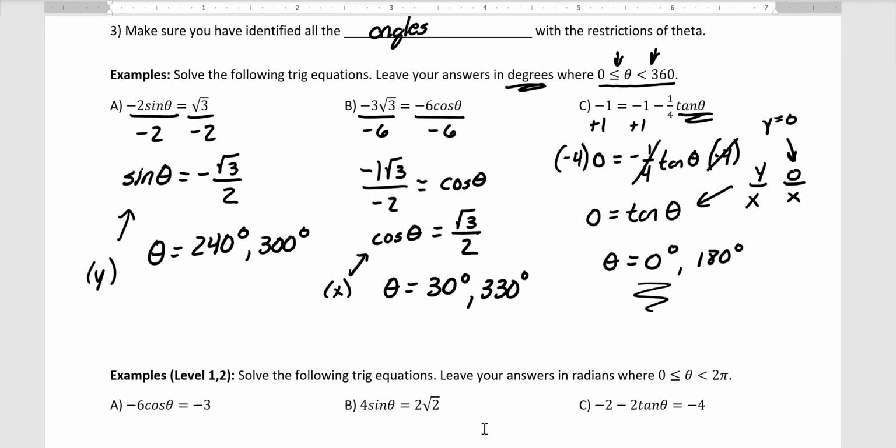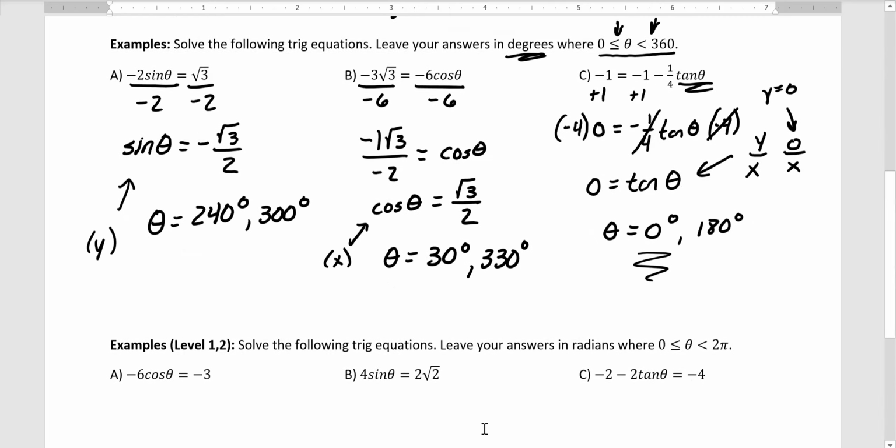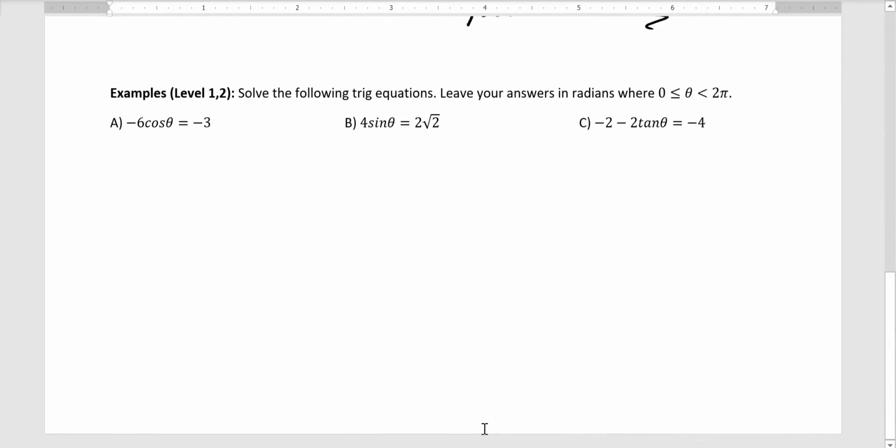We can do the exact same process and leave our answer in radians. So let's see what that looks like. Let's look at letter A here. I'd start by dividing both sides by -6. -3 by -6. Well, a negative divided by a negative gives me a positive, so this would tell me that the cosine of theta is 1/2.